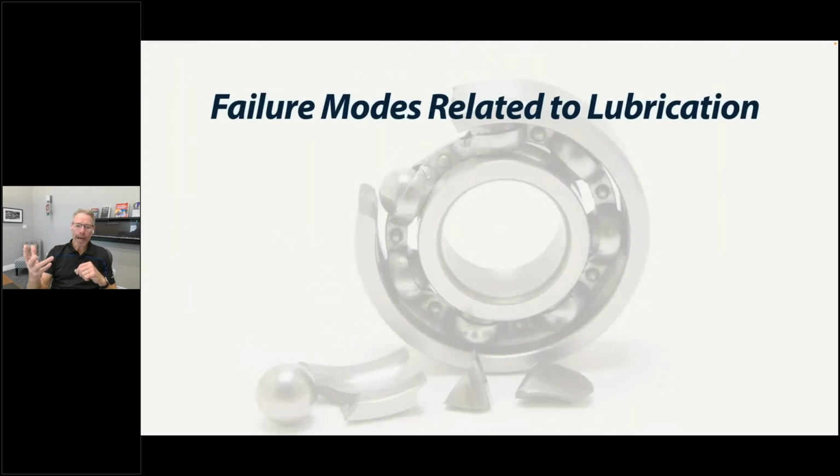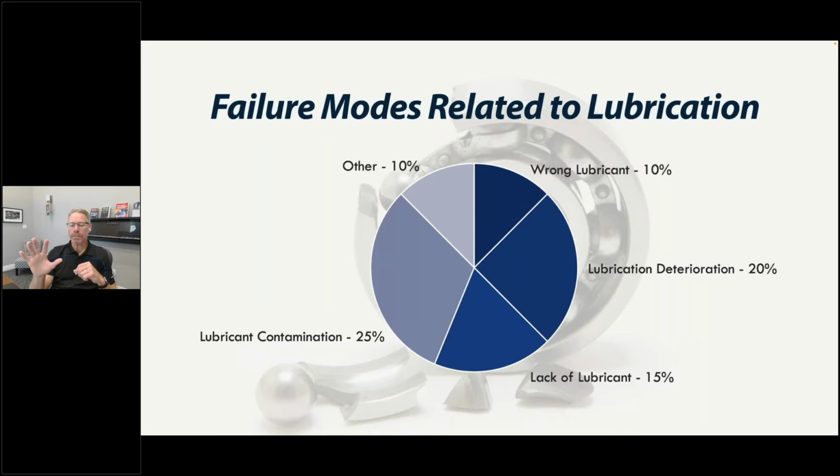So one question I would ask is, why do only 5% of maintainable bearings make it to their L10 life expectancy? When I talk about maintainable bearings, I'm talking about those that we can actually help, those that we can actually grease. 95% of the bearings in industry are sealed for life bearings. Not much a lube tech can do for those other than try to grease them and do more harm than good. And the answer is poor lubrication practices, such as the ones I just mentioned. Wrong lubricant, lubrication deterioration, lack of lubricant, contamination, and so on.